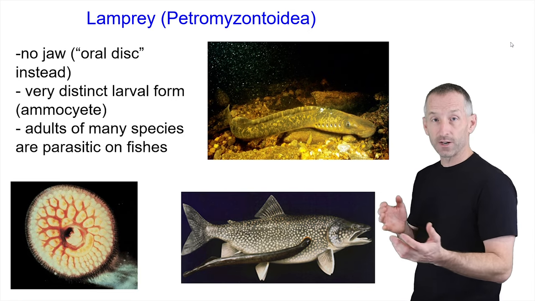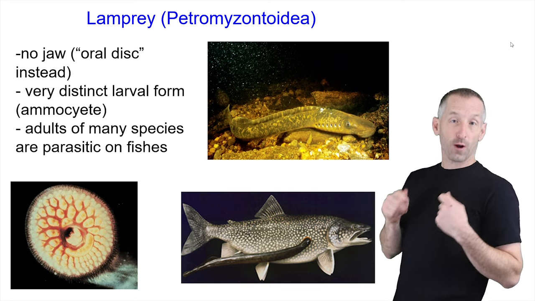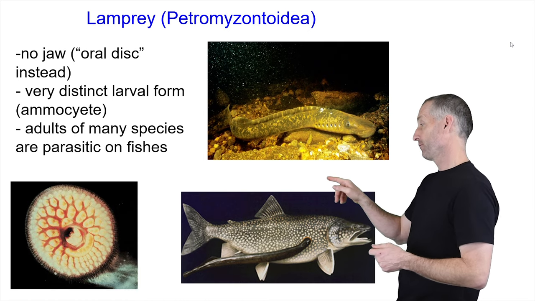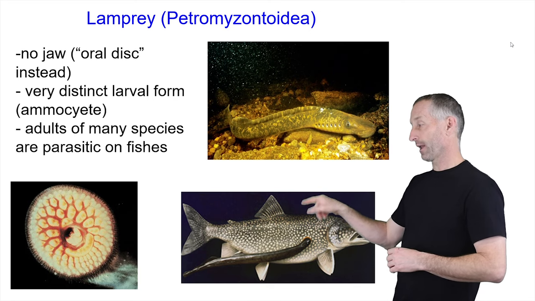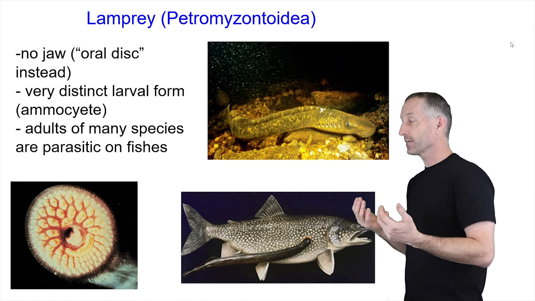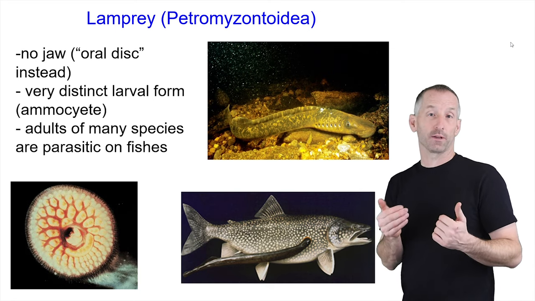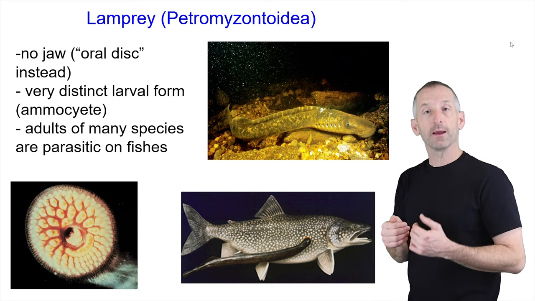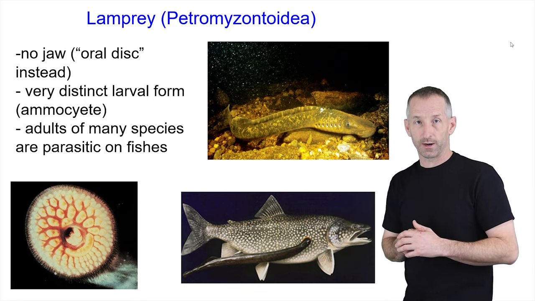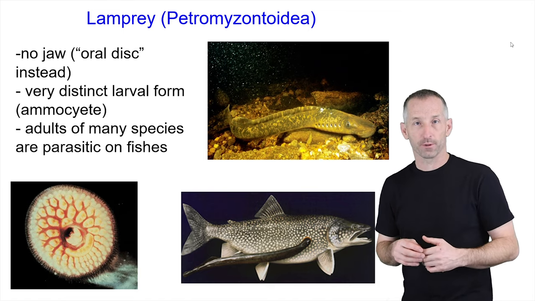And it's filter feeding, it lives in fresh water, but then some of the lampreys migrate from fresh water out into the ocean where they become parasitic on other fishes. And on the lower right, you see a lamprey on a lake trout, and that is a representation of the importance of lampreys when they invaded the Great Lakes following the construction of the St. Lawrence Seaway. They had a massive effect on reducing populations of lake trout and other fishes in the Great Lakes. And so now millions of dollars are spent every year trying to control lamprey populations.